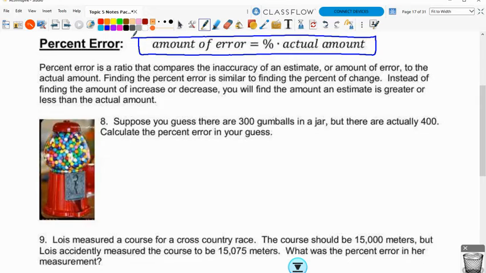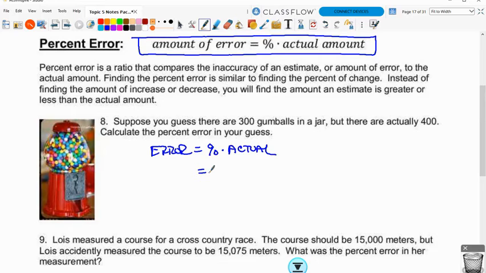Okay, finding the percent error is similar to finding the percent of change, but instead of finding the amount of increase or decrease, you're going to find the amount that an estimate is greater or less than the actual amount. So in our first example, question number 8, it says that suppose you guess there are 300 gumballs in this jar, but there are actually 400 gumballs. We're going to calculate the percent error in the guess that we made. So we'll start by writing the percent error equation, which says that the amount of error is equal to a percentage of the actual amount.